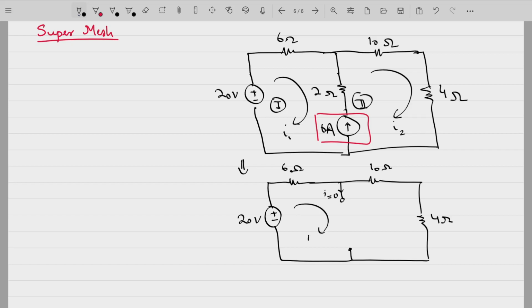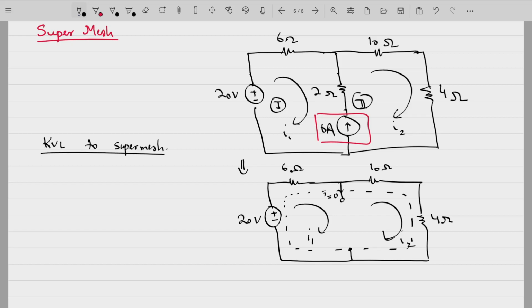So with I1 and I2 now, we do not have two meshes anymore. We have one super mesh in this case. So this whole circuit now becomes one giant mesh that is known as a super mesh. Now we can solve for the KVL equation of this larger mesh. So applying KVL to the super mesh, in nodal analysis we used to apply KCL to the super node. Now we'll be applying KVL to the super mesh.